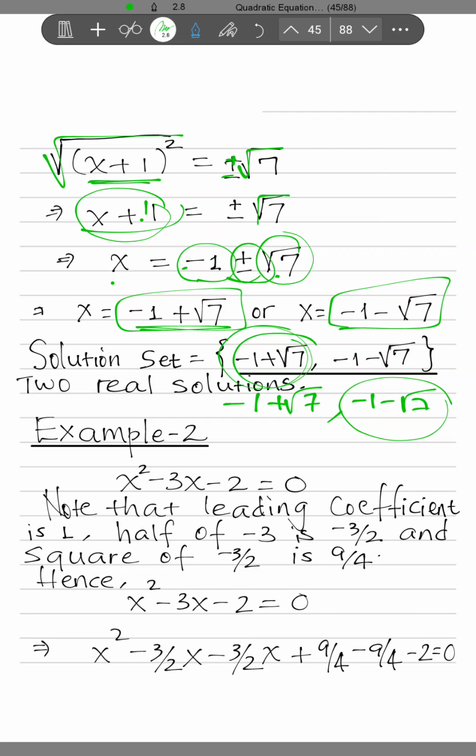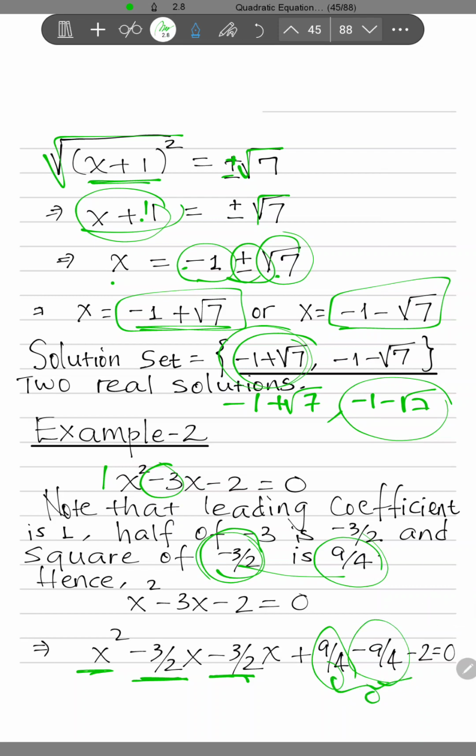Let's do another example here. x squared minus 3x minus 2 is equal to 0. Is the leading coefficient 1? Yes, good. What is half of minus 3? Minus 3 over 2. What about the square of that number? 9 over 4. Good, job done. So x squared minus 3 over 2x minus 3 over 2x plus 9 over 4, at the same time minus 9 over 4 to balance it to 0. Then minus 2 is there in the original equation.